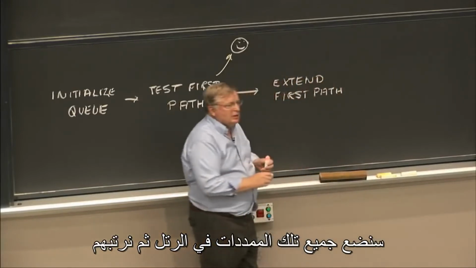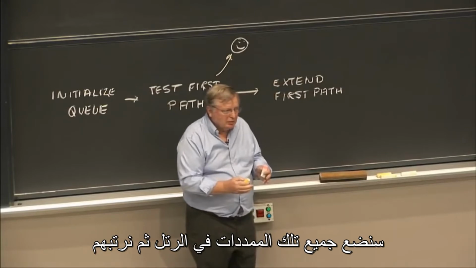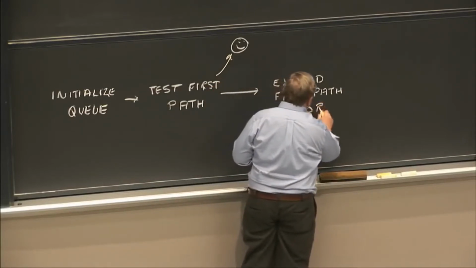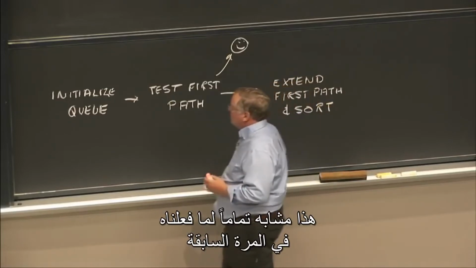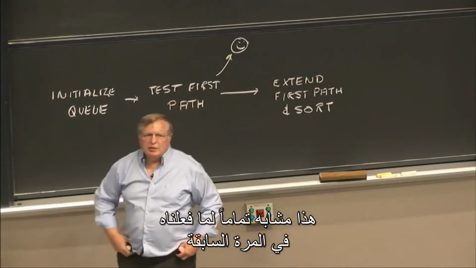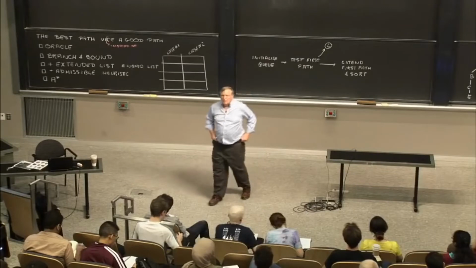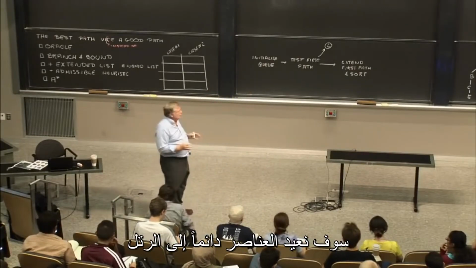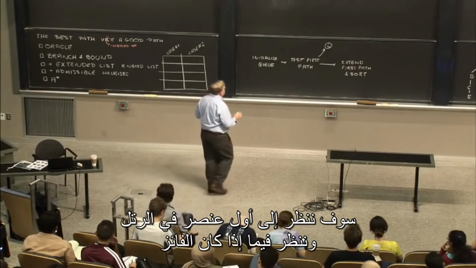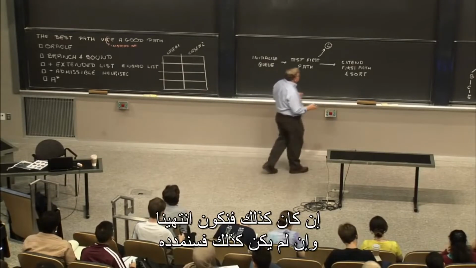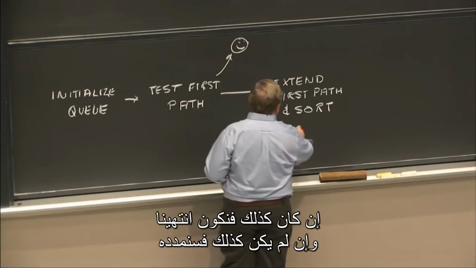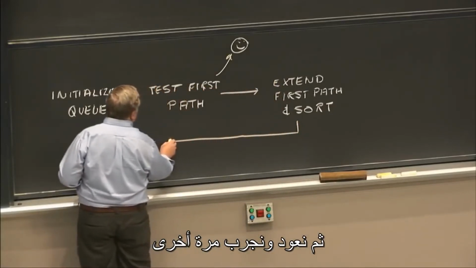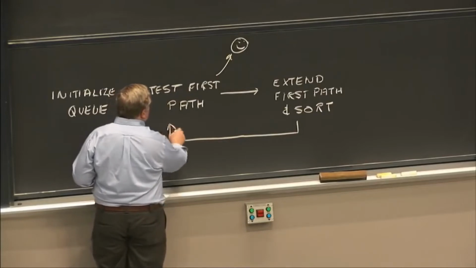We're going to put all those extensions back on the Q, and then we're going to sort them. So that's pretty much the same as we did last time. We're always going to put the elements back on the Q. We're going to look at the first element on the Q and see if it's a winner. If it is, we're done. If it's not, we're going to extend it and then go back in here and try again.